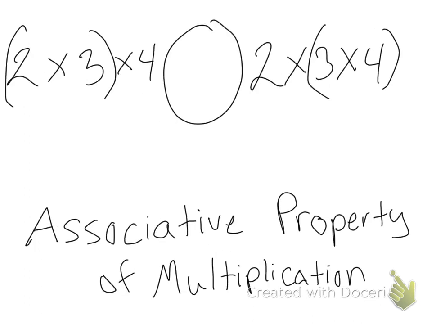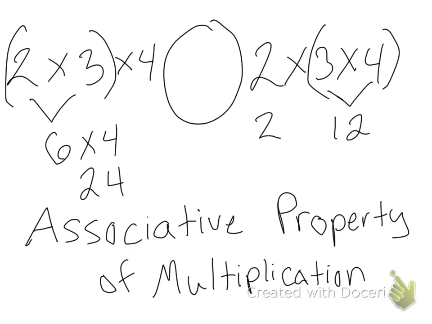The associative property also applies to multiplication, but it does not apply to subtraction or division. So here we have the associative property of multiplication. I'm just grouping and deciding what to multiply first. So here I have 2 times 3 equals 6, times 4 is 24. And over here I'm going to multiply 3 times 4 first, which is 12, and then 2 times 12 is 24. So 24 equals 24.